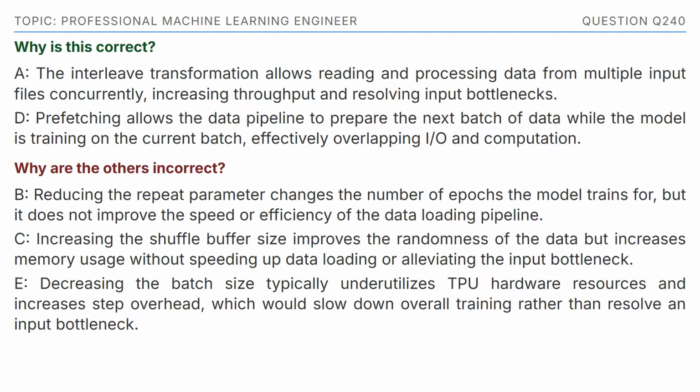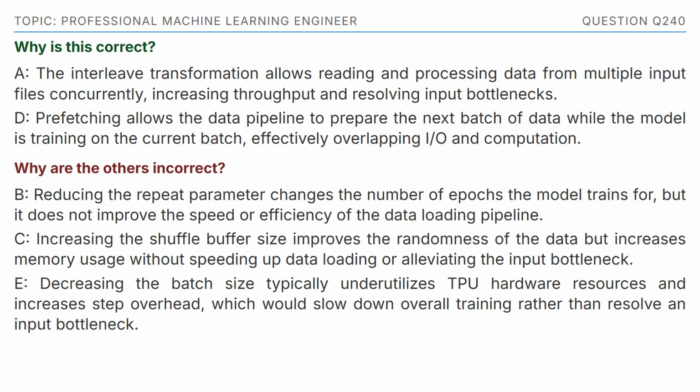Why is this correct? A. The interleave transformation allows reading and processing data from multiple input files concurrently, increasing throughput and resolving input bottlenecks. D. Prefetching allows the data pipeline to prepare the next batch of data while the model is training on the current batch, effectively overlapping I/O and computation.